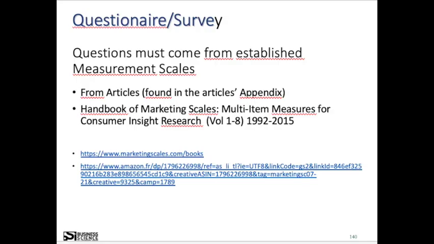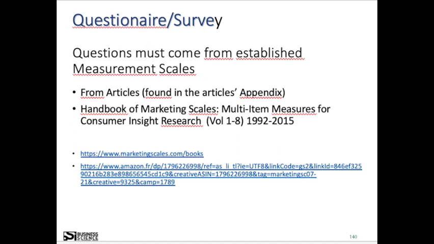In quantitative research, researchers generally work with questionnaires based on established measurement scales. These scales come from articles, which you generally find in the appendixes of the articles, but there are also books, for example, the Handbook of Marketing Scales, Multi-Item Measures for Consumer Insight Research. So there are different books, and in these books, the scales are developed by researchers with research protocols, and it is very important not to invent measurement scales because they exist. And so you have, for example, you have seen trust, you have seen intention to use, you have seen loyalty, you have seen privacy concerns. All these scales exist, and a lot more, hundreds or even thousands of scales exist.